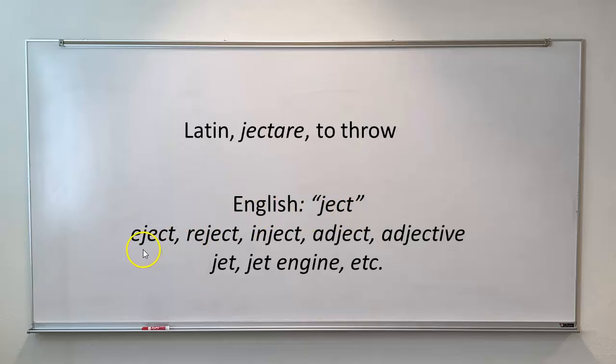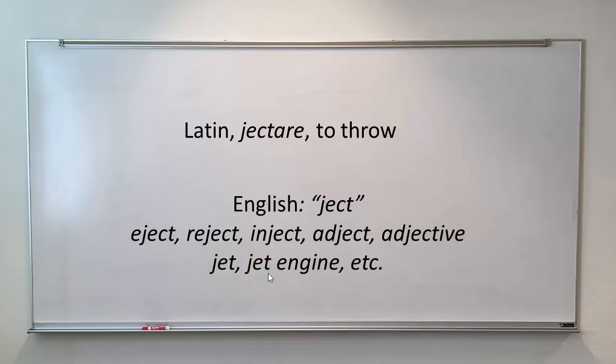For example, eject, you throw something out. Reject, you throw something back. Inject, you throw something in. Adject, you throw something on to something. We also have the word adjective. It's literally a word that is thrown onto a noun to give it more meaning. We also have the word jet, like a jet of water. Think of it, the water is thrust out. And of course, jet engine, the propulsion is thrust out of the back of the engine.